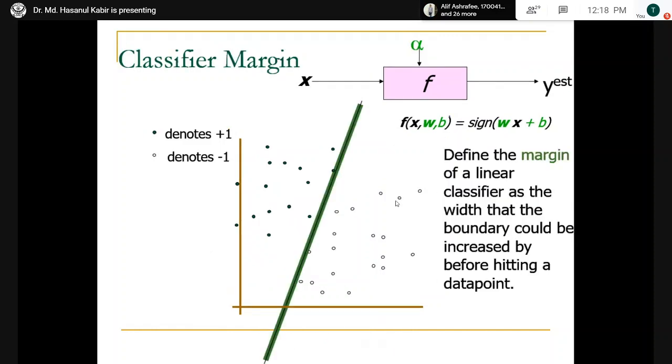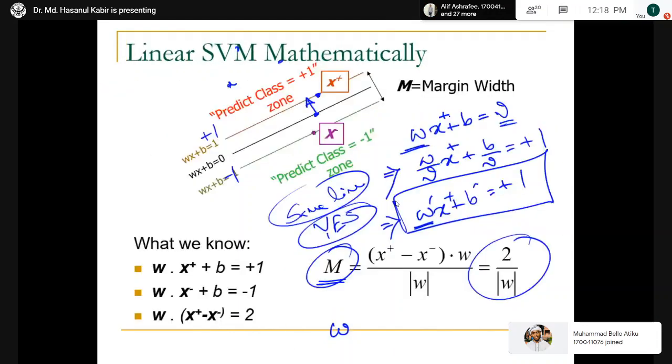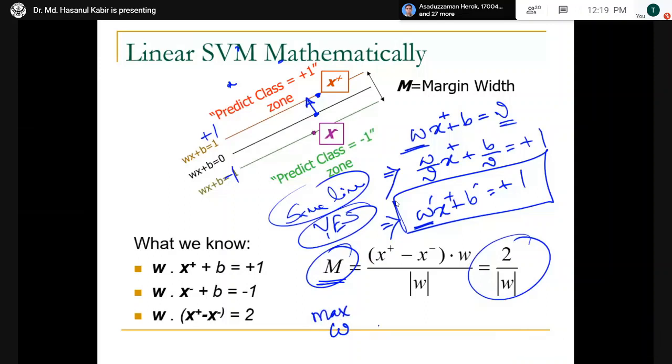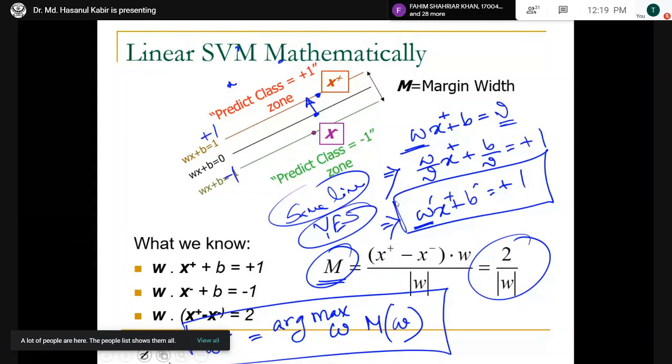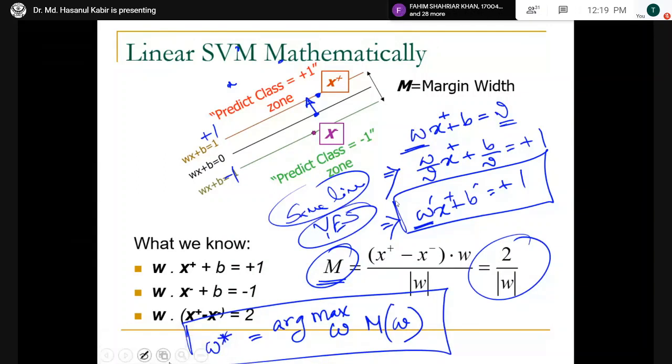Since we're doing that, I want to maximize the function m, and this function takes w as input. If you say argmax, because I'm not interested in the maximum value but in the value of w, what will it give you? It will give you the line which will maximize the margin. Is it understood? Okay.